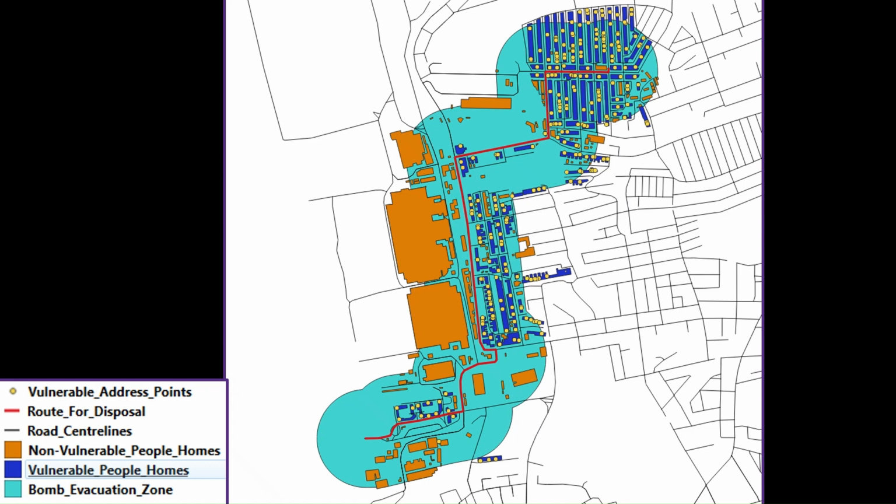And this is what the output looks like. So with that route in the red in the middle, you can see it's created the buffer zone in cyan around it. And we've got the orange buildings, which are non-vulnerable people homes. You can see there the big chunks on the left. That could be an apartment block, but it's probably just industry or something like that. And the dark blue are the vulnerable people homes. The buildings, I should probably say, and the yellow points are all the vulnerable addresses that are affected. So you can see there's only a couple in there that don't have any vulnerable residents. So it's quite a good tool for this particular use case.